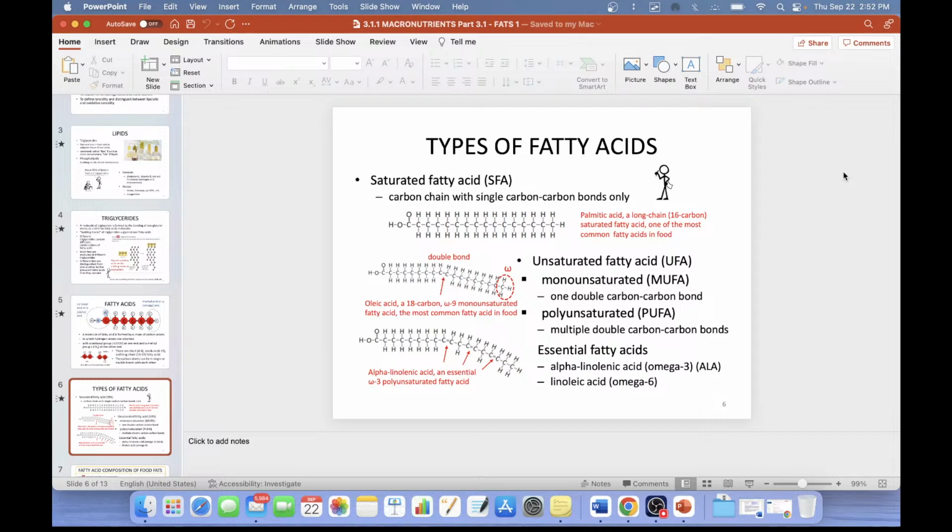So the one that's represented at the bottom, and the omega number refers to the first double bond starting from the omega end. So in the fatty acid represented at the bottom, you see the first double bond starting from the omega end comes after the third carbon atom. That's an omega-3 polyunsaturated fatty acid, and it is alpha-linolenic acid, or ALA. It's one of the most important fatty acids because it is an essential fatty acid.